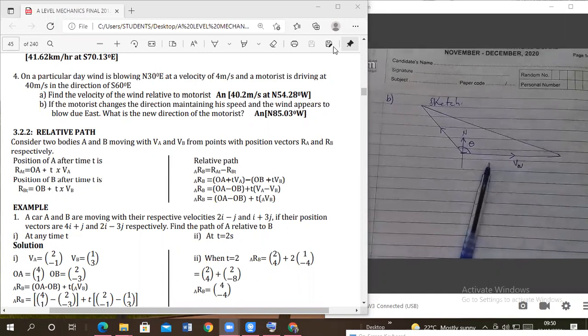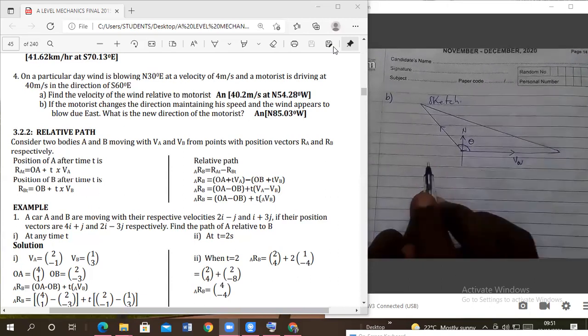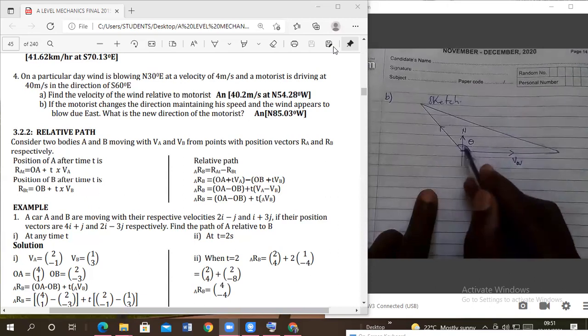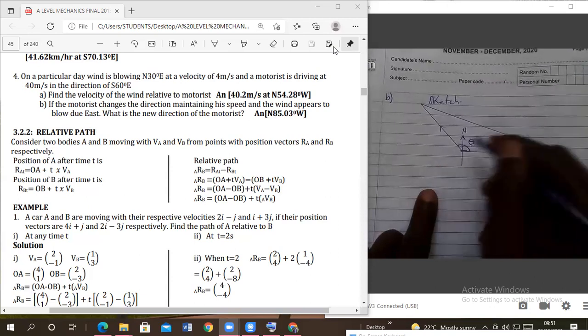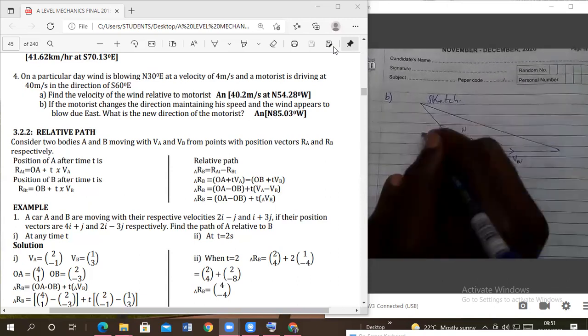Members, are we together? Yes, sir. So now they want us to find the direction of the motorist, which is all of this. Now we want to find that. So that is theta. So now this is V, M.